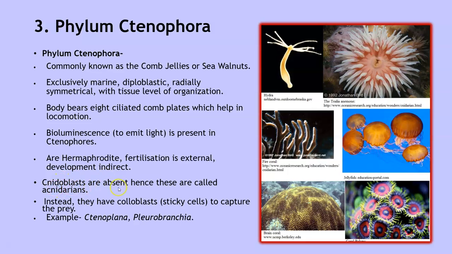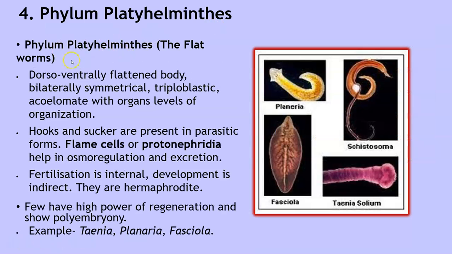Then cnidoblasts are absent, hence they are called acnidarians. So I just explained to you, cnidoblasts are the special stinging cells which are present on the body. They do not have such cells. Instead, they have colloblasts, which are sticky cells to capture their prey. Examples, Ctenoplana and Pleurobrachia.